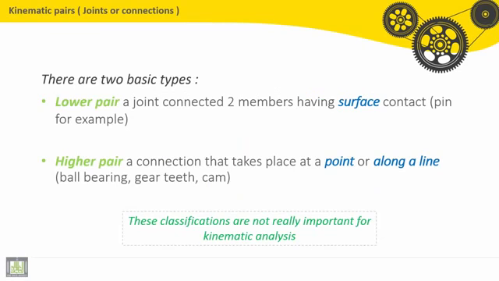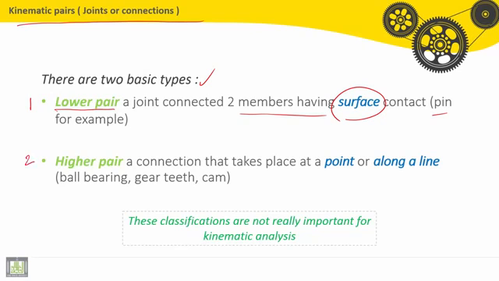So kinematic pairs, joints or connections, there are two basic types. First one is called lower pair. It is a joint connecting two members. If a joint connects two members having surface contact, for example, a pin.